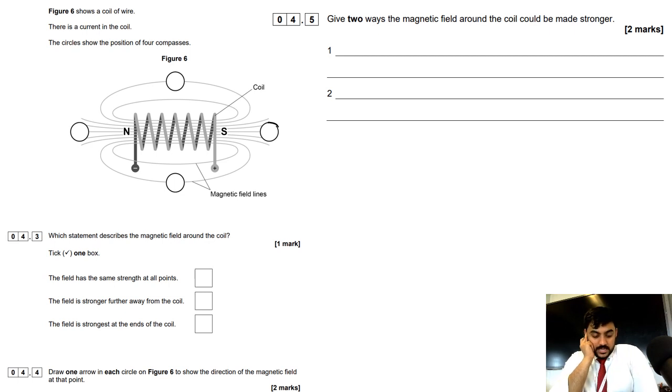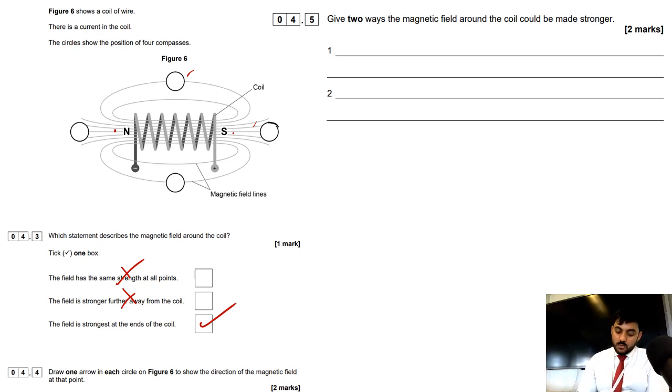The field has the same strength at all points. Well, if that were true, then there should be the same number of lines everywhere, but there isn't. Here there's fewer lines than there are here, so that's not true. The field is stronger further away from the coil. That's definitely not true. You can see the lines get closer together the closer you get. The field is the strongest at the ends of the coil, here and here. That is definitely true.